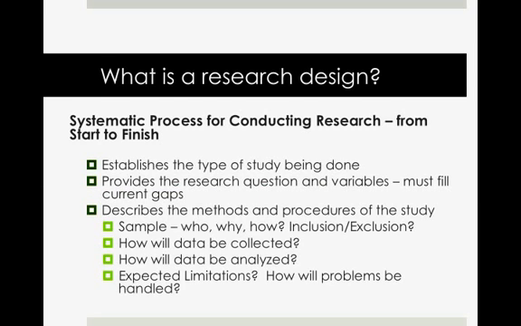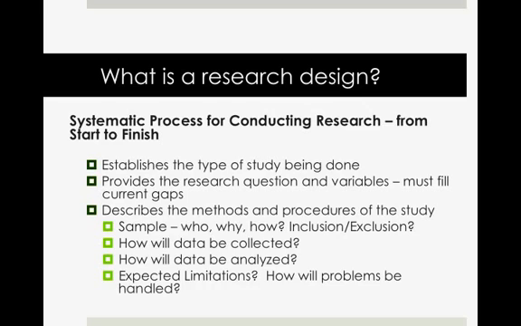What is a research design? A research design is a systematic process for conducting research. When a researcher wants to do a project, he or she needs to write up a proposal that includes all information from start to finish. It establishes the type of study being done. It provides the research question and variables, both independent and dependent, and also talks about how the research project is going to fill gaps in current knowledge.